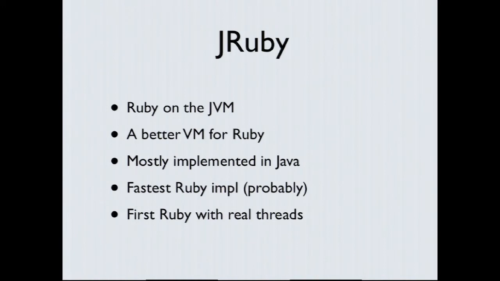It's a two-part thing there. Mostly implemented in Java. It is pretty much the fastest Ruby implementation. There are others that are working on trying to beat us at this point. But right now, pretty much the fastest. And it was the first Ruby to actually have real parallel threads, because we got that free from the JVM.